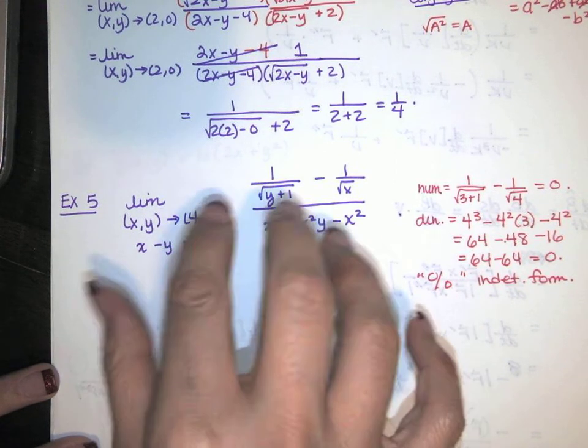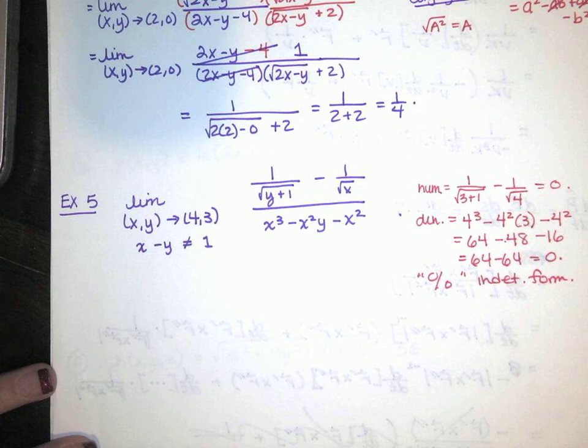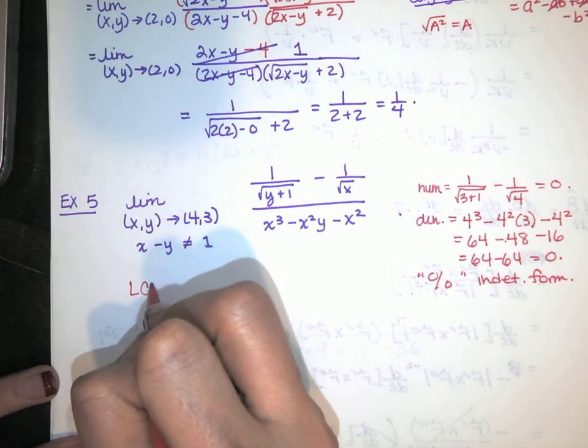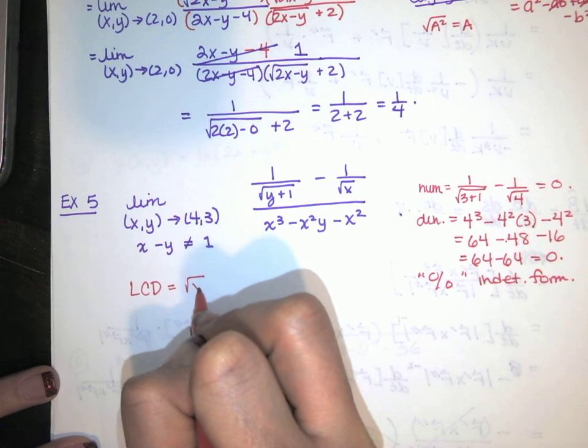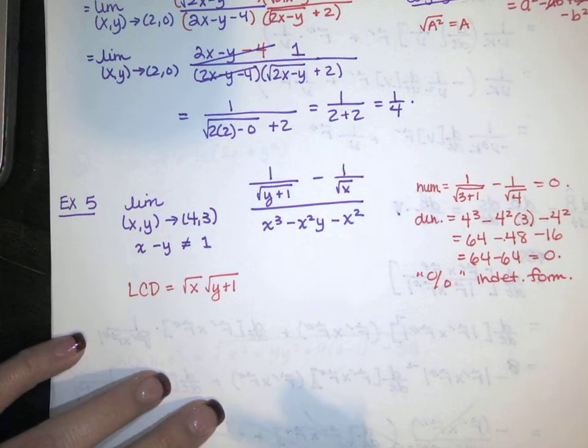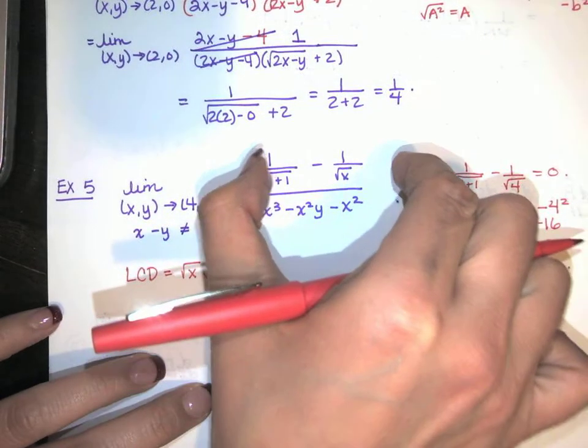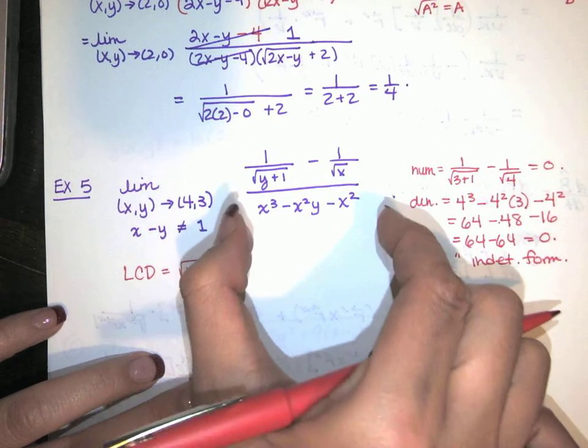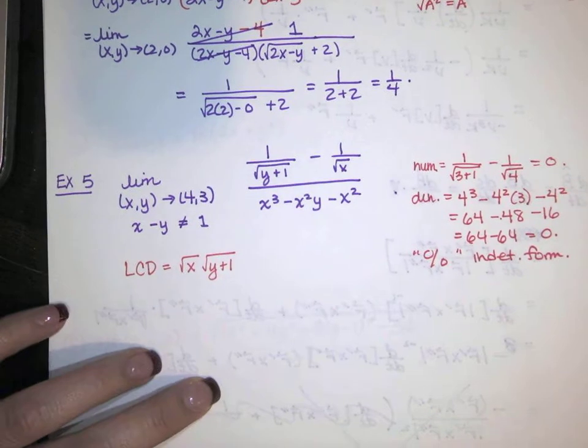So we're going to multiply the whole fraction by the LCD of these guys. Least common denominator. It's going to be the square root of x times the square root of y plus 1. And we're going to multiply the numerator of this fraction by the LCD and the denominator of this fraction by the LCD.